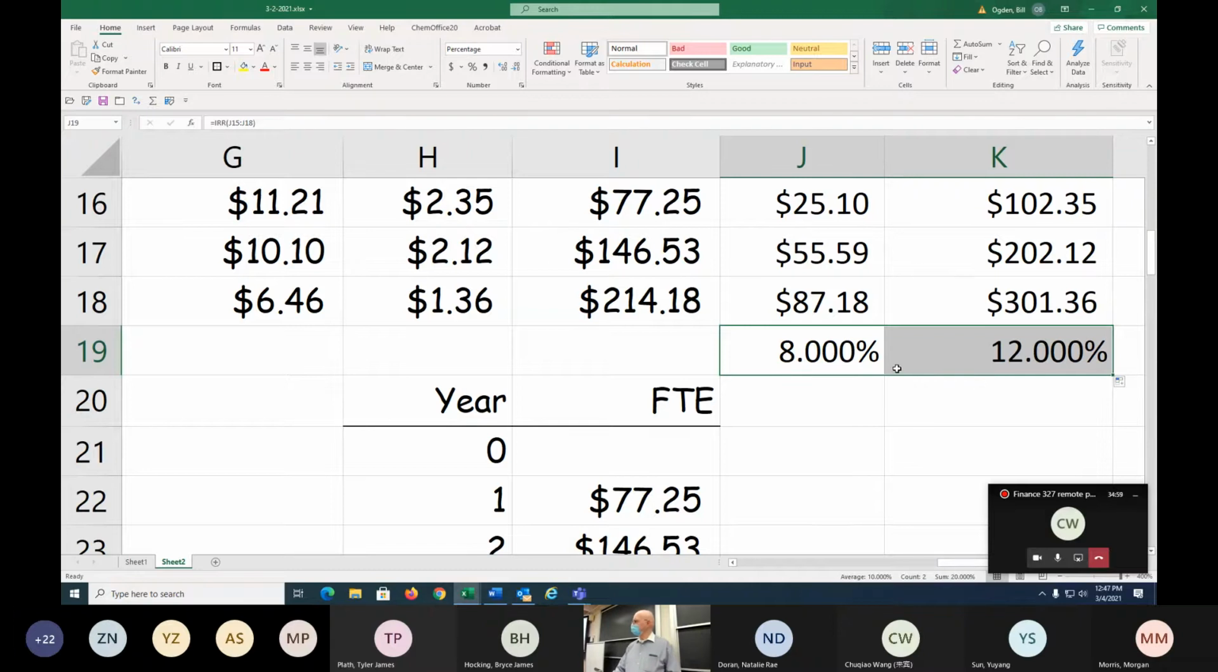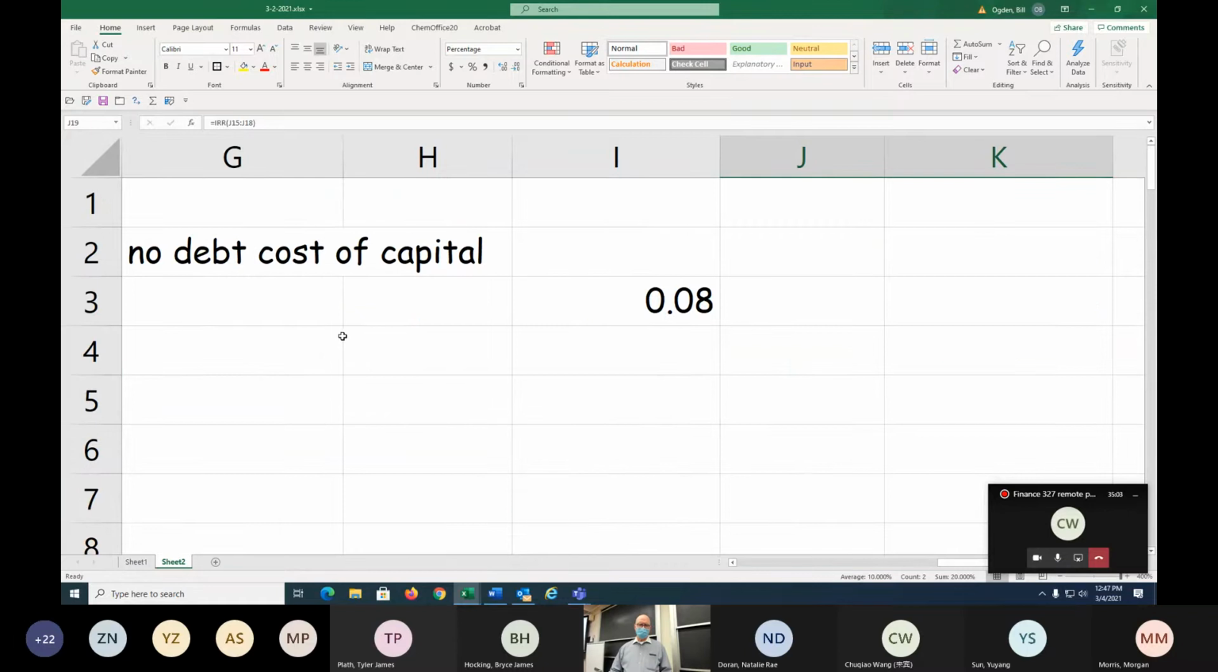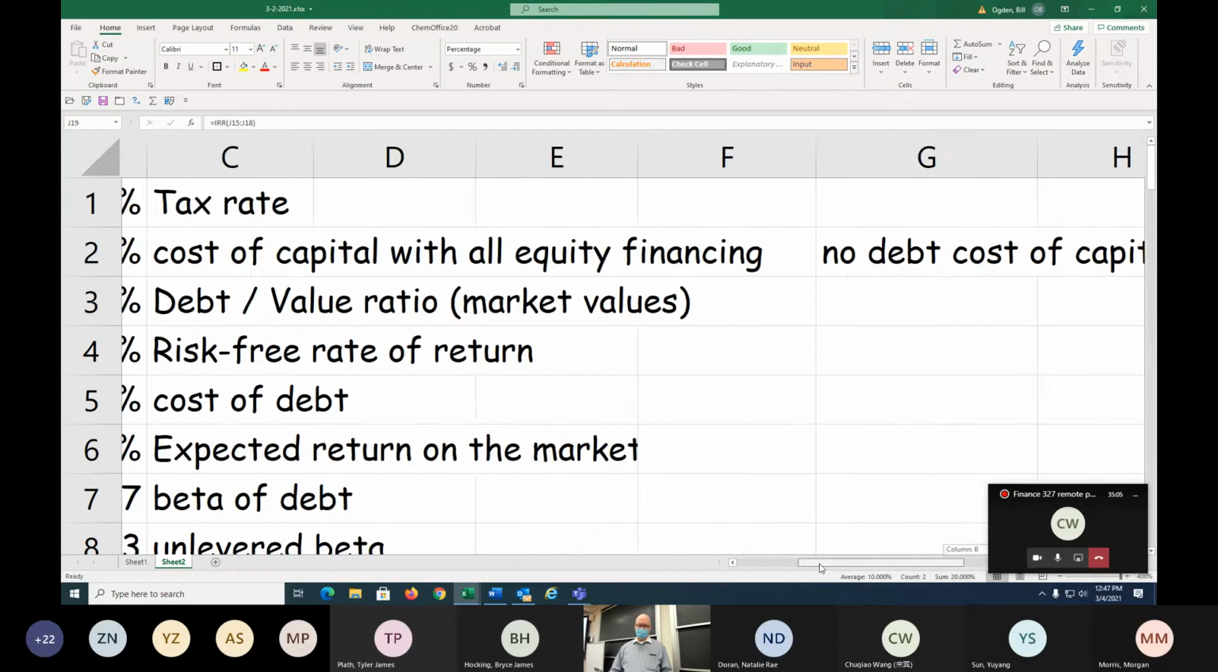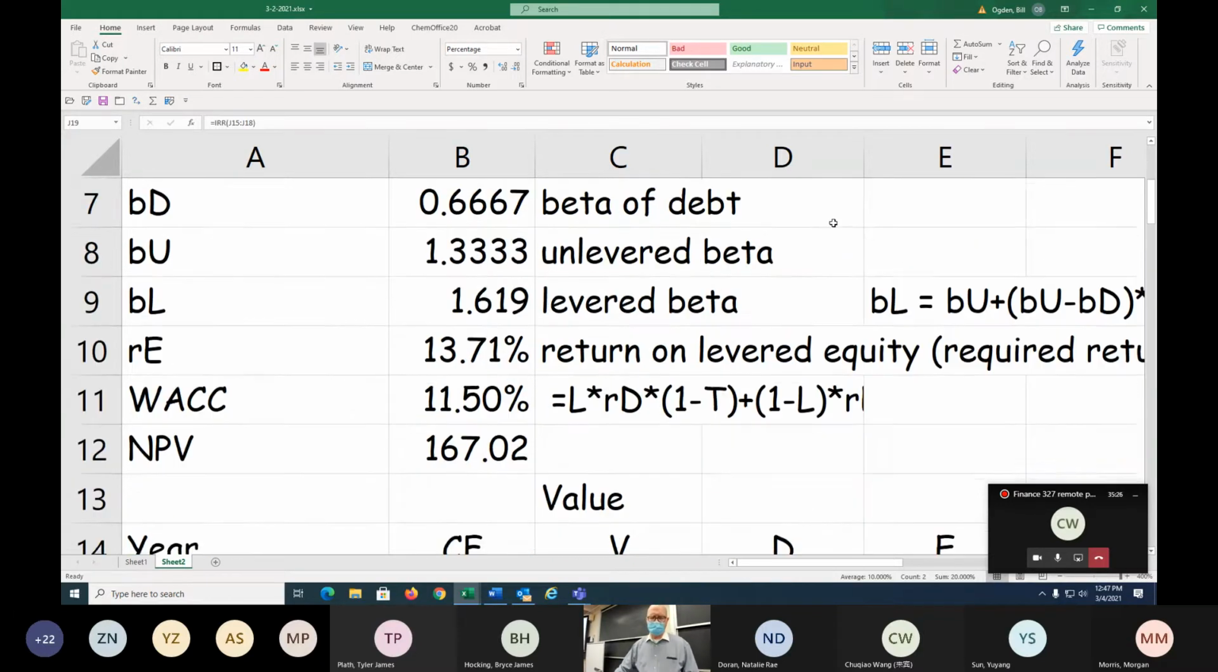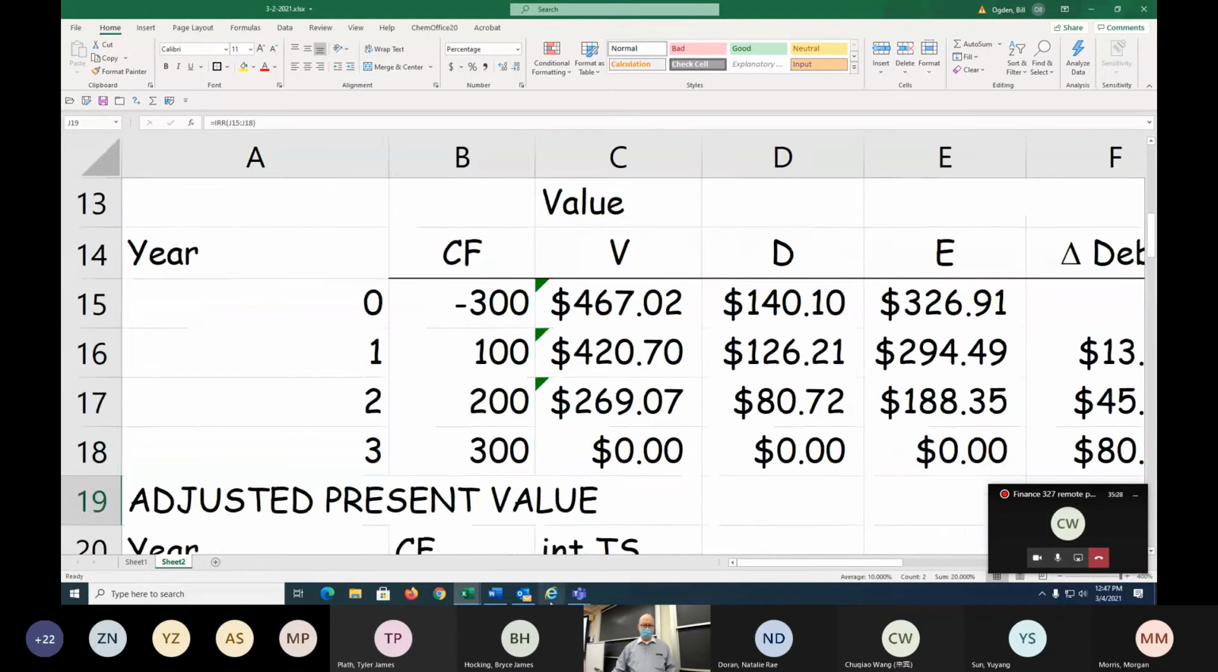Have we seen 12% before? Yes, we have. 12% is the cost of capital with all equity financing, which is also the required rate of return on the assets. And they're doing it, aren't they? So everything is fitting together here. All right, now we'll move down. Let's see, have any questions on that?